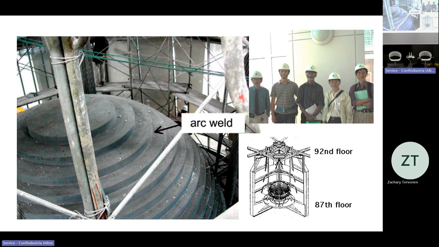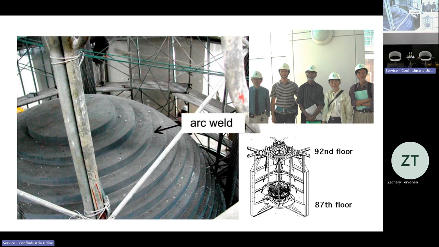The way in which they solve this problem is you put a ball of steel weighing 900 tons, suspended from the 92nd floor to the 87th floor. So it's a tuned damper, and it damps out the vibrations. And of course, it's not just the ball, but also the ropes that support the ball are from wire rods.